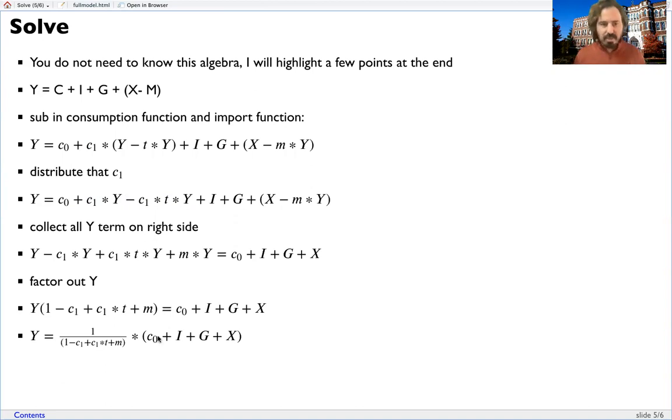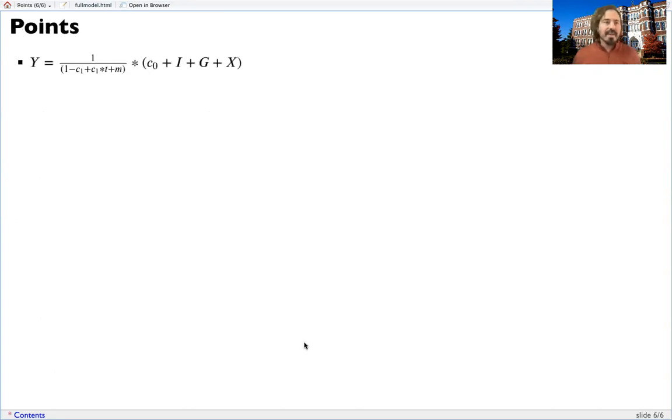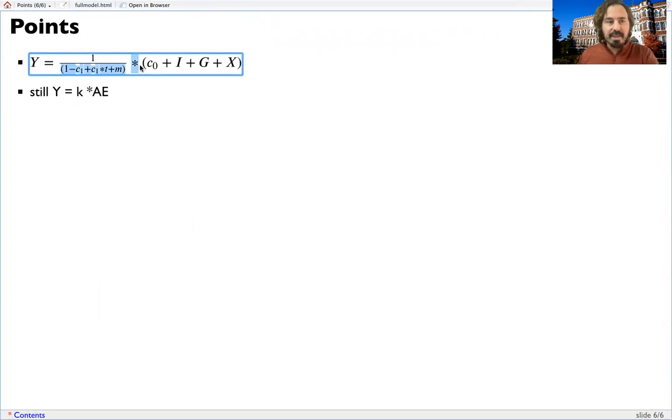Let's just talk about what this means here, right? Okay, so the points here. This is what we solved for, how we'd solve for y in the previous slide. This is still the simple thing that we saw before in the sense that it is just y equals a multiplier. This is our multiplier times the amount of autonomous expenditures. These are the autonomous expenditures, right? Autonomous expenditures are all the things that don't depend on y, they're just given, right?